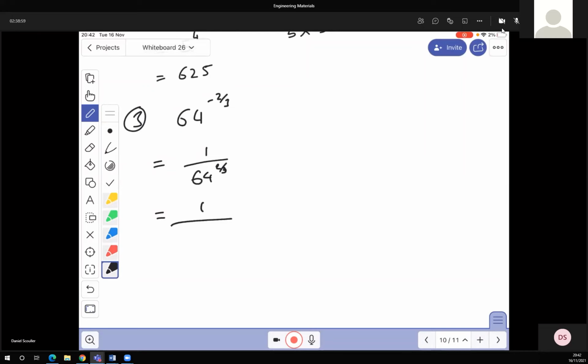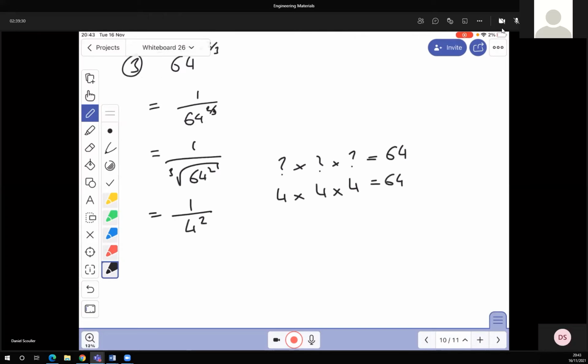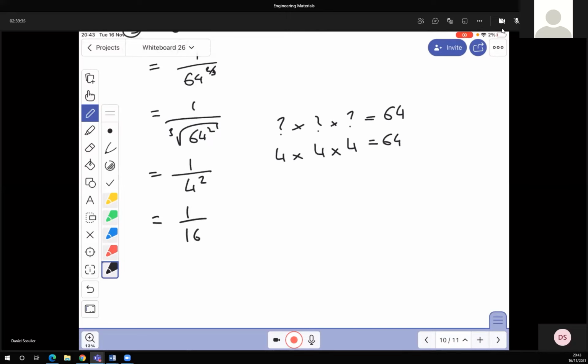Don't be put off by that. The root is the bottom number, 64 to the power of 2. Deal with the root first: what multiplies together 3 times to make 64? 4. 4 times 4 is 16, times 4 is 64. So we've got 1 over 4 squared, which is 1 over 16.